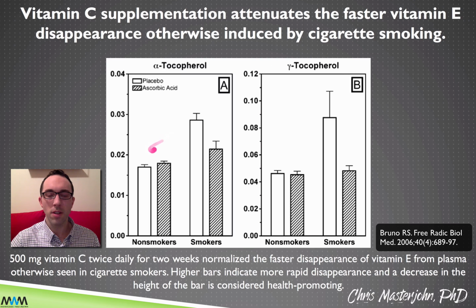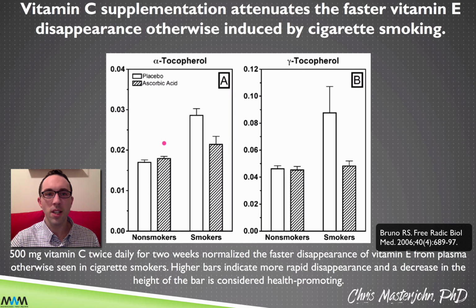Within each of those panels, non-smokers are on the left and smokers are on the right. And within each of these populations, the white bar is the placebo and the dashed bar is the subjects who had gotten vitamin C 500 milligrams twice daily for 2 weeks to see how that would affect the vitamin E disappearance rate. So you can see, first of all, that vitamin C had no effect on the disappearance of vitamin E in non-smokers, whether it's alpha tocopherol or gamma tocopherol.